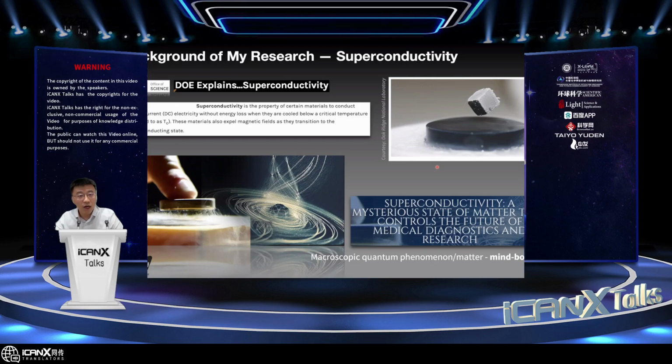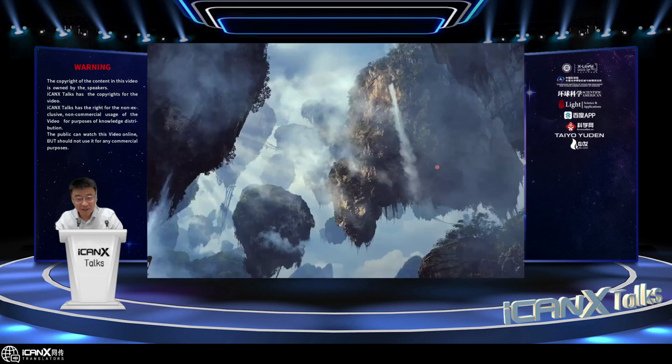To put it in a more understandable context, I like to show this screenshot of a movie. Some of the audience probably already recognize what movie this is. This is from Avatar, where all these floating mountains or islands are in the sky on this planet, right? And in order to understand why these mountains are floating, we need to seek knowledge on superconductivity. This is what I just told you.